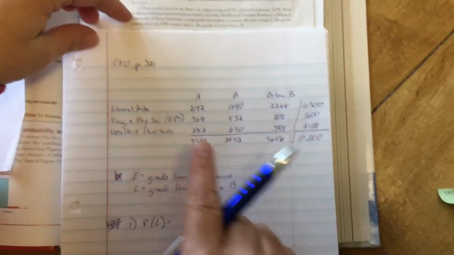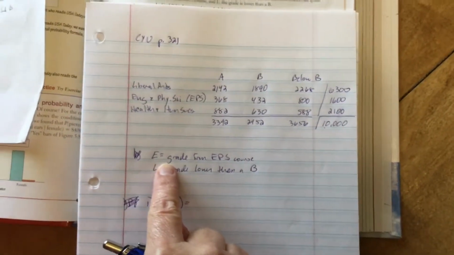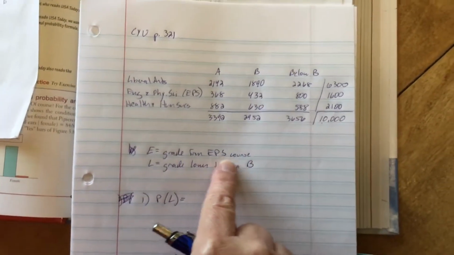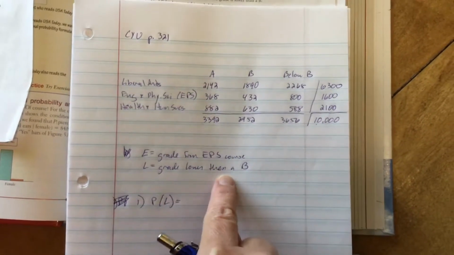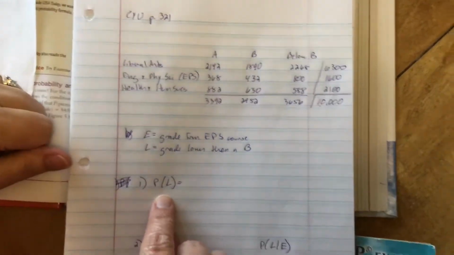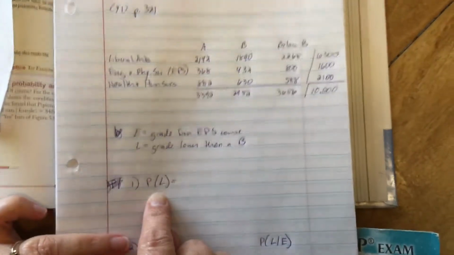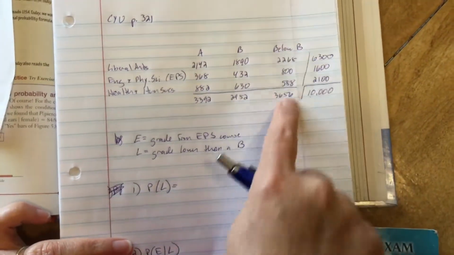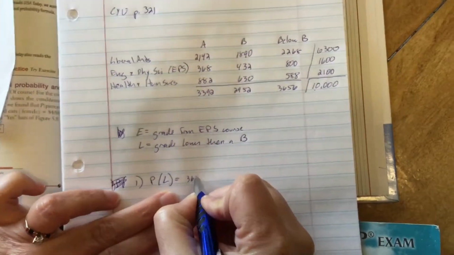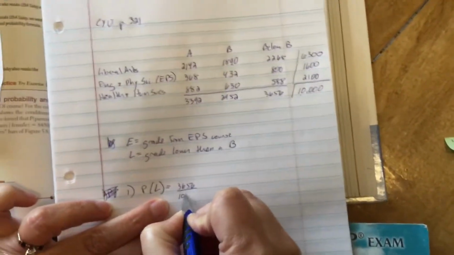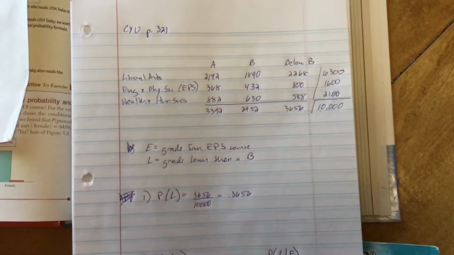So choose a University of New Harmony course grade at random. Consider these two events. Event E is that the grade is from an engineering or physical science course, and L, that the grade is lower than a B. First, let's find the probability of L. What's the probability the grade is lower than a B? I'm just going to find my total grades below B and put them over the total, which of course equals 0.3656.